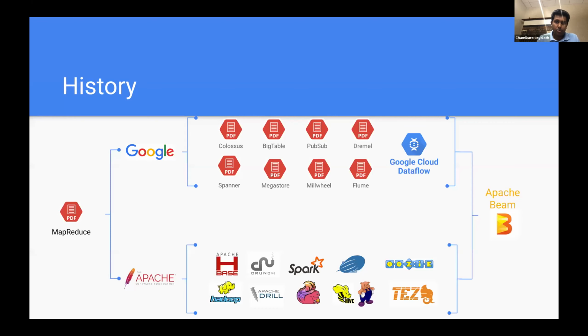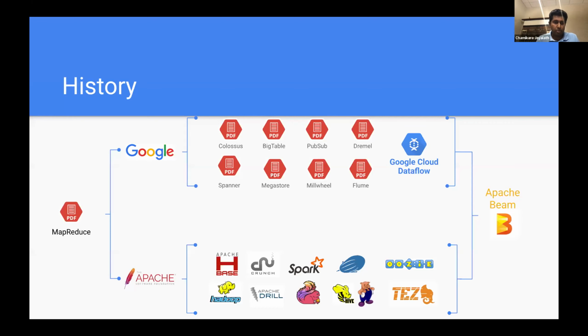So from there on, within Google, we had a whole bunch of applications built on top of this. We had a number of storage systems like Spanner, Colossus, Bigtable, etc., as well as a number of data processing systems like Flume and Millwheel for batch and streaming data processing. And around 2014, Google came up with a product called Google Cloud Dataflow, which basically tried to combine some of these internal products and make a cloud offering, which is a fully managed service for batch and streaming data processing.